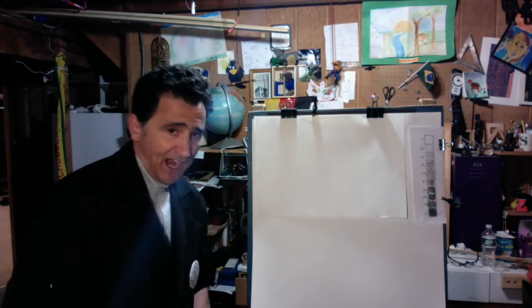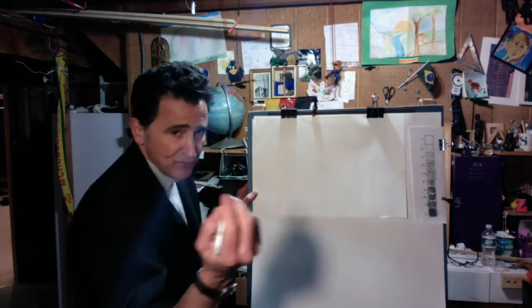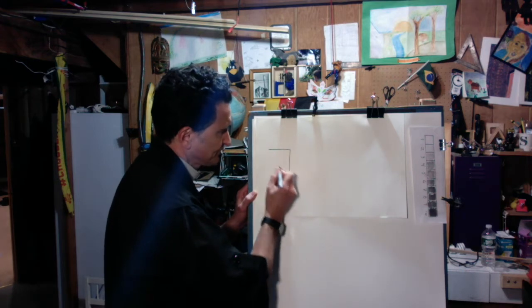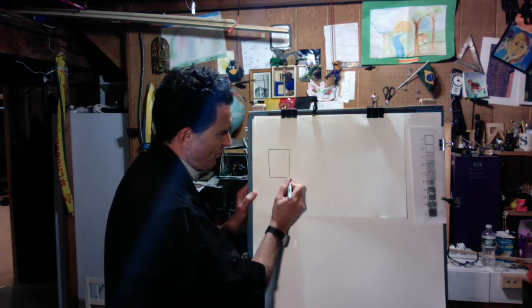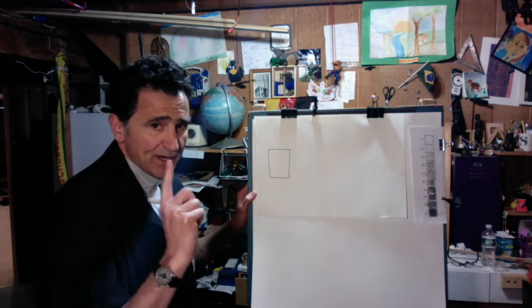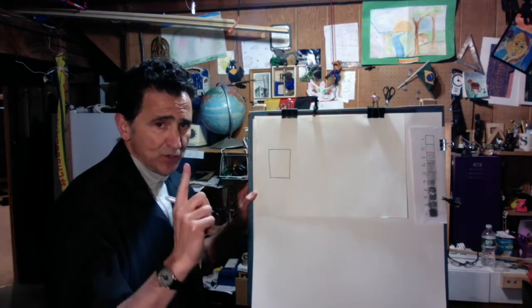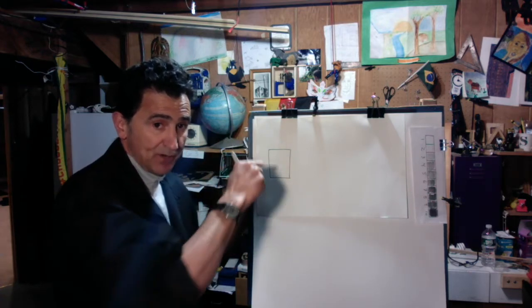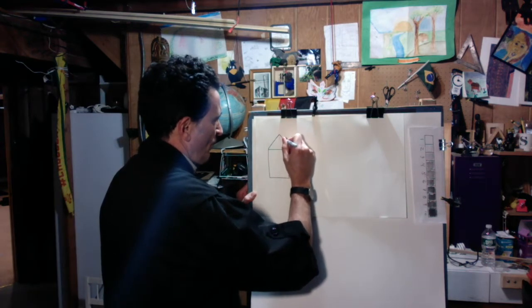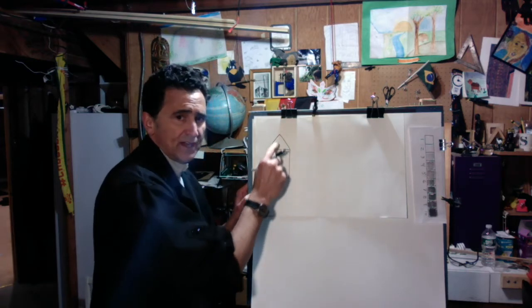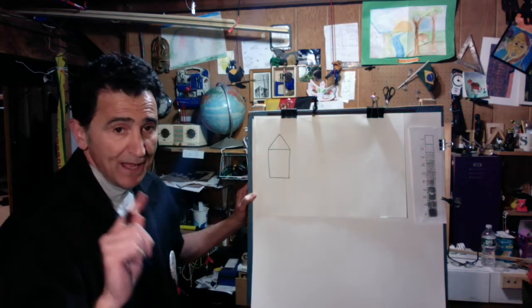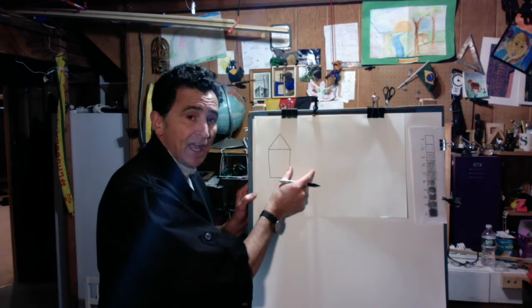Look, we're going to start with the square. I'm going to use the Sharpie so you can see. So I'm going to make a square, right? First thing. Then I'm going to put a triangle on the top of that square. See? So square, triangle. A little bit of a rectangle is fine. Then I'm going to put another square here.